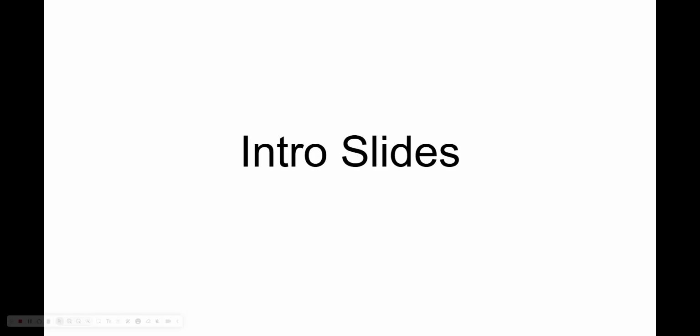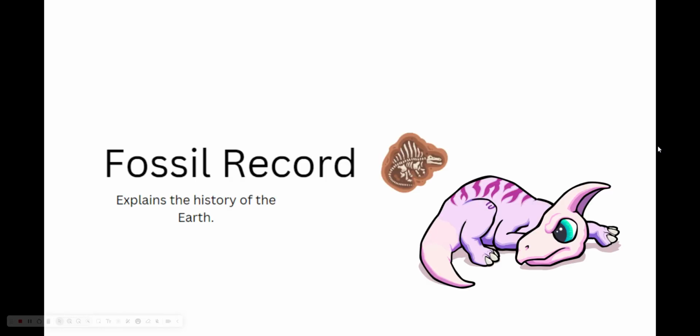These are the intro slides to our fossil record unit. So what is a fossil record? Fossils are more than just looking at animals in the past. We use the fossil records to explain the history of the Earth. So that's how we know about evolution.